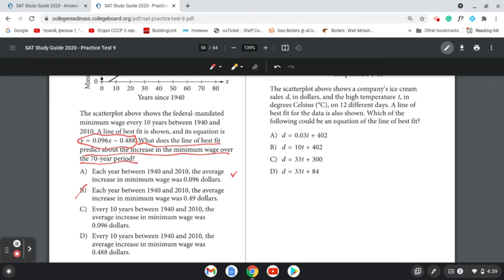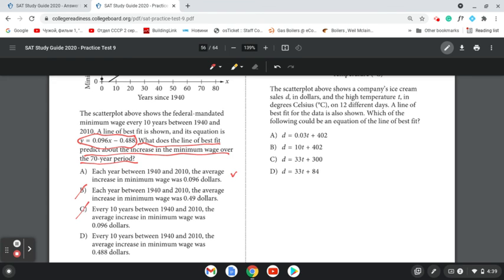Every 10 years between 1940 and 2010, the average increase in minimum wage was $0.096. That's not correct, right? 0.096 is the slope, but it's not measured in dollars. It's a decimal. We multiply it by the year to get the increase in dollars.